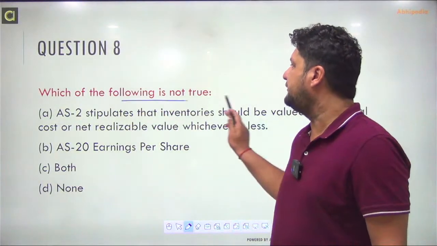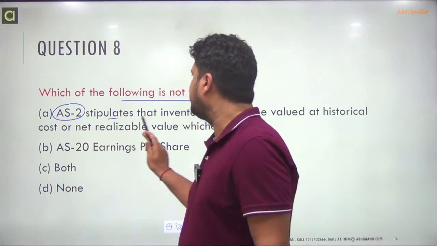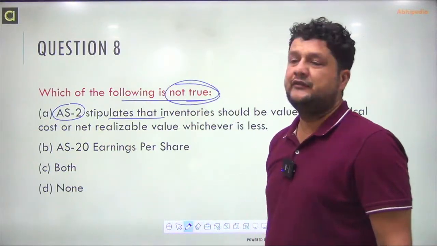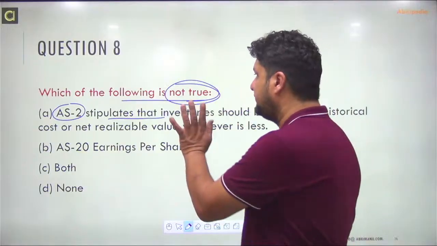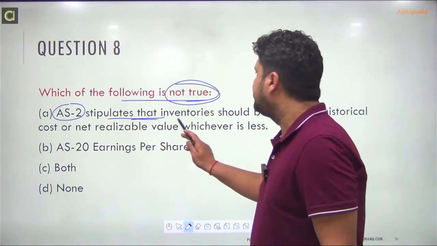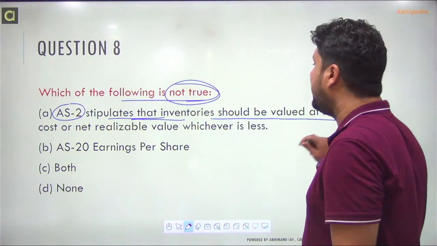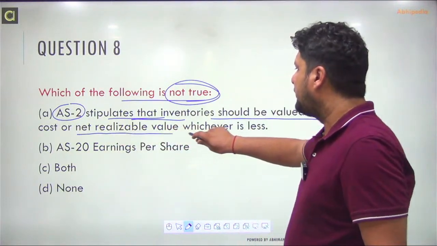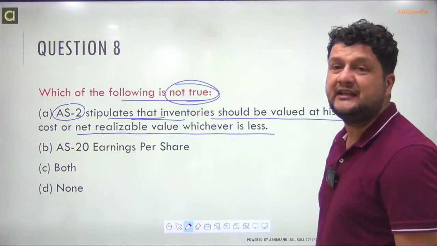So which of the following is not true? Accounting Standard 2 stipulates that inventory should be valued at historical cost or net realizable value, whichever is less. Always read the question very carefully. Statement को बहुत ध्यान से पढ़ना है.